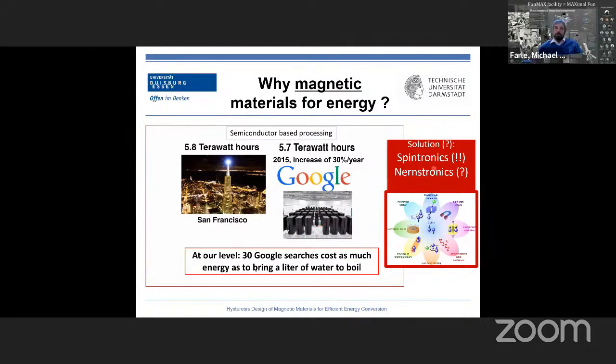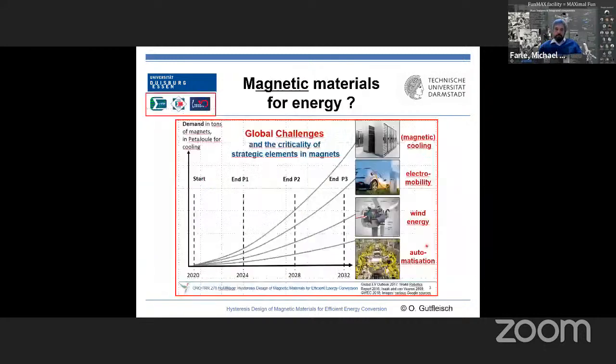Okay, so now when we can solve this issue, maybe with MAX phases, so to reduce the energy consumption, then the ideas would be spintronics or nernstronics or orbitronics. So all kinds of novel ideas, and I hope that I could convince you a little bit that MAX phase materials and the MXene materials might be a way to use or to develop new materials for these applications.